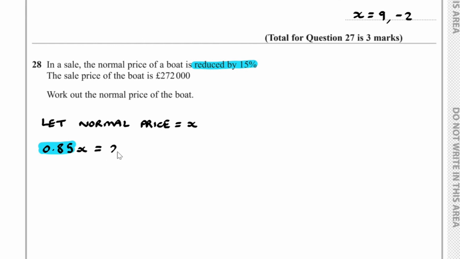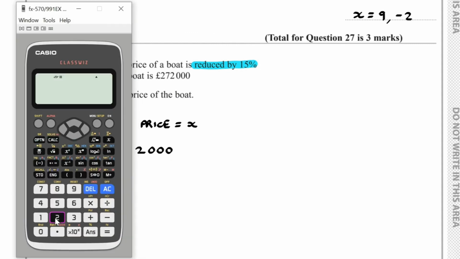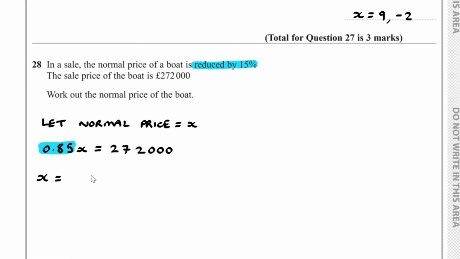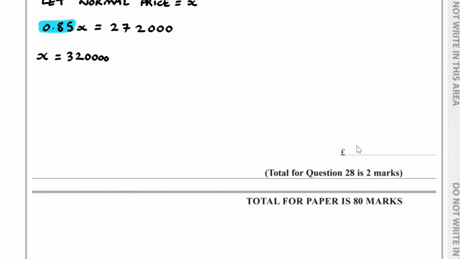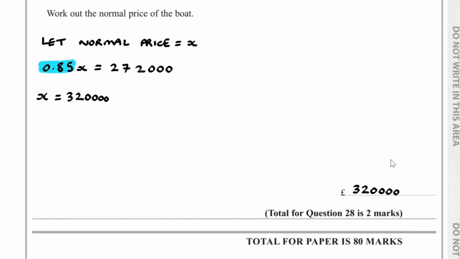This is equal to £272,000. And so if I find out what x is, that's equal to 272,000 divided by 0.85, which is 320,000. So I end up with 320,000 pounds for the normal price of the boat.